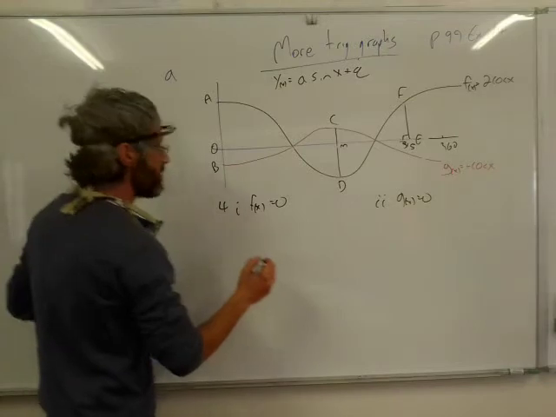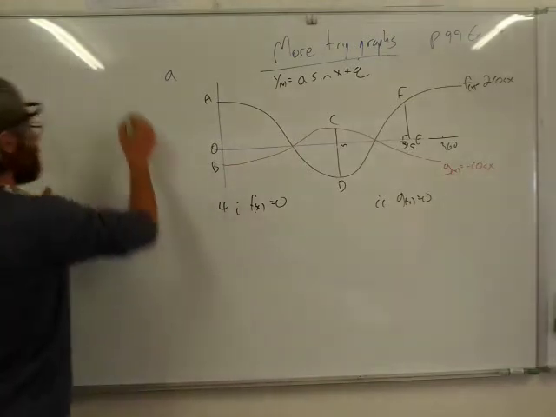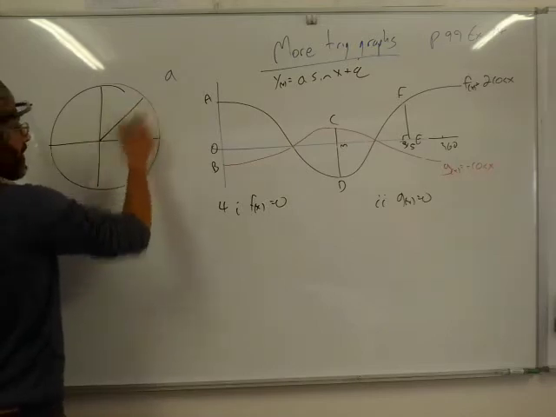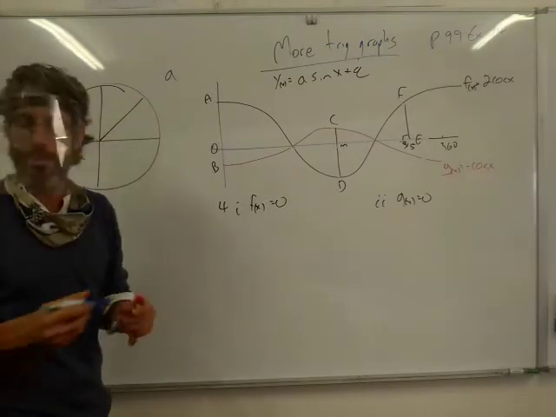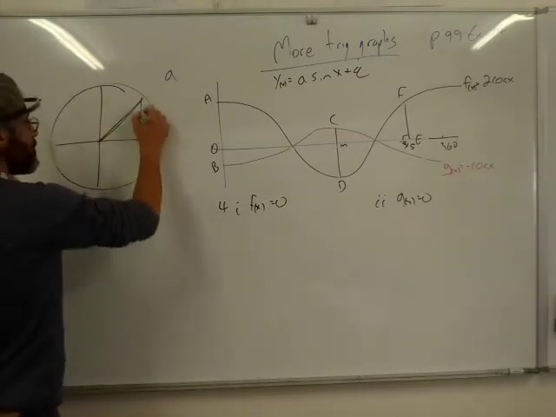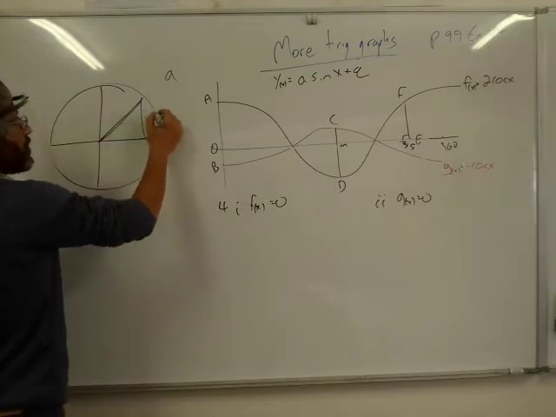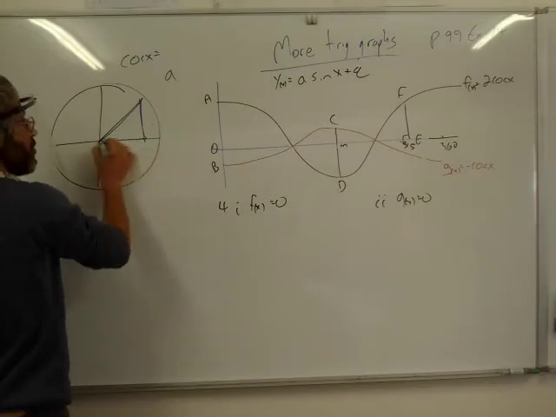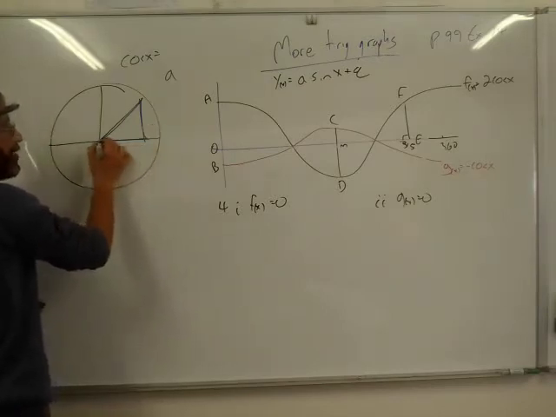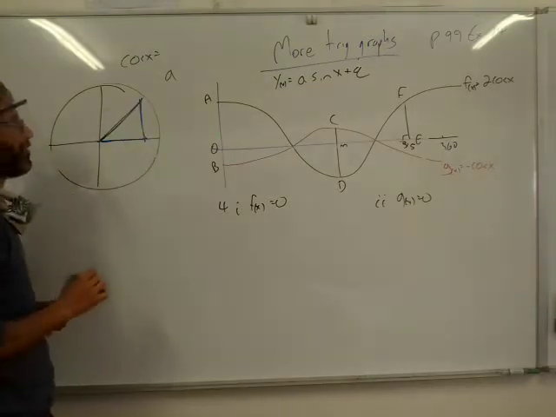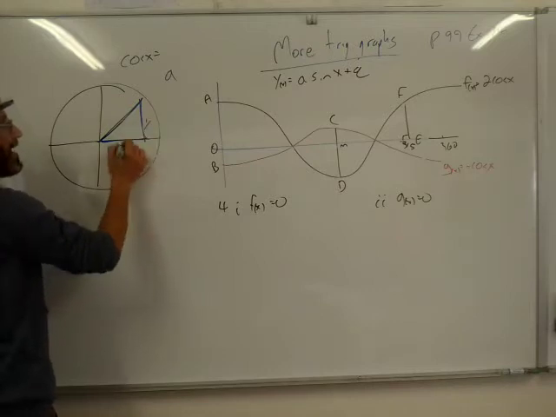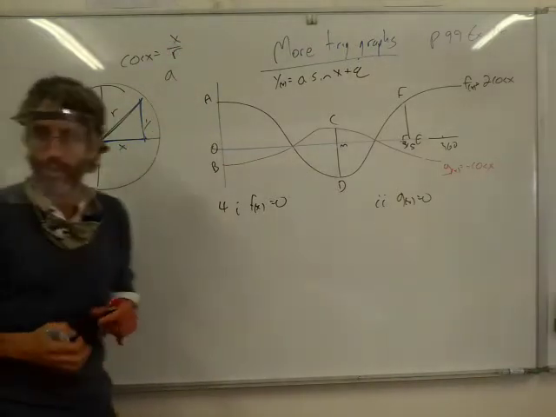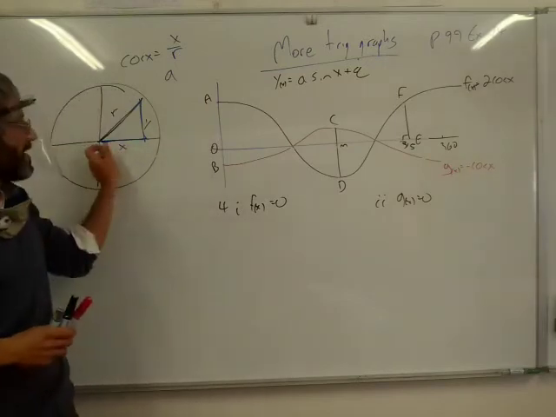I'll draw maybe the circle. Can I draw it here? Yeah. Okay. So if you remember, this is why it's so important to remember that circle. So cosine x is going to be equal to the adjacent divided by the hypotenuse. What is the adjacent? It's the x value. So it's going to be x divided by r. In other words, it's going to be 0 whenever the x is 0.